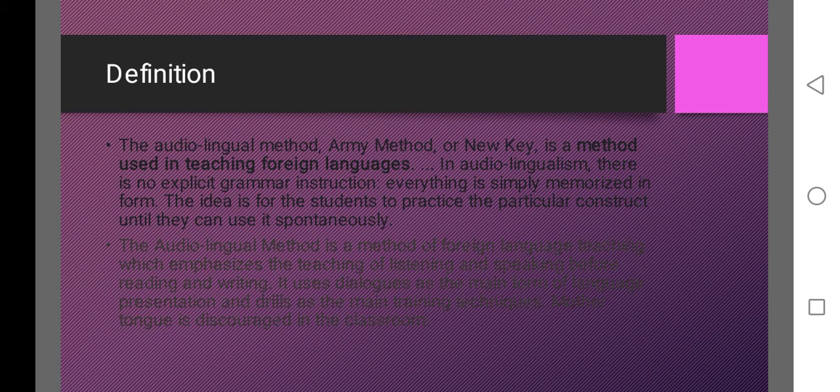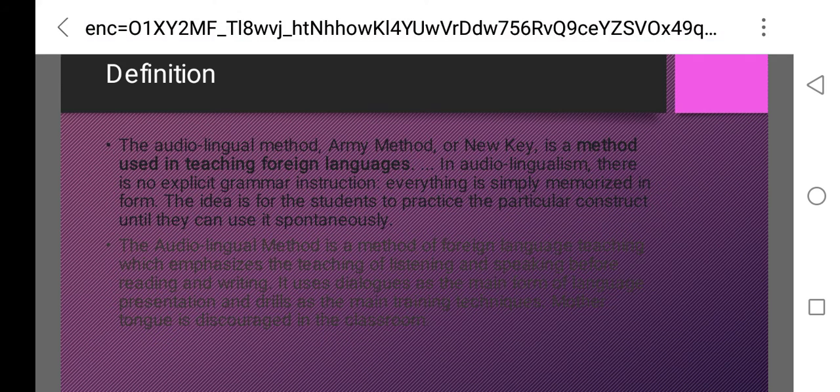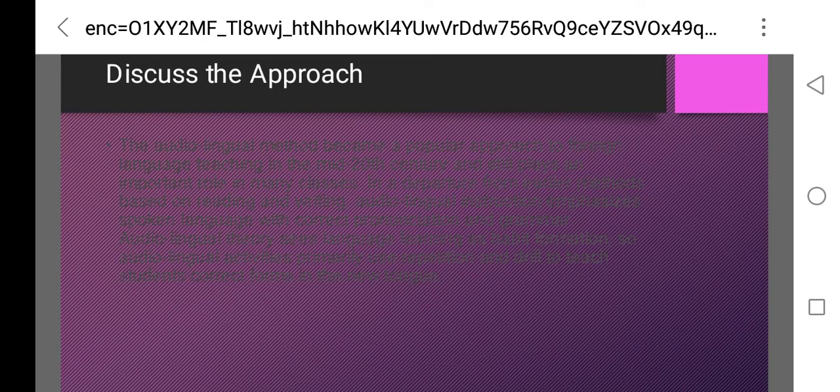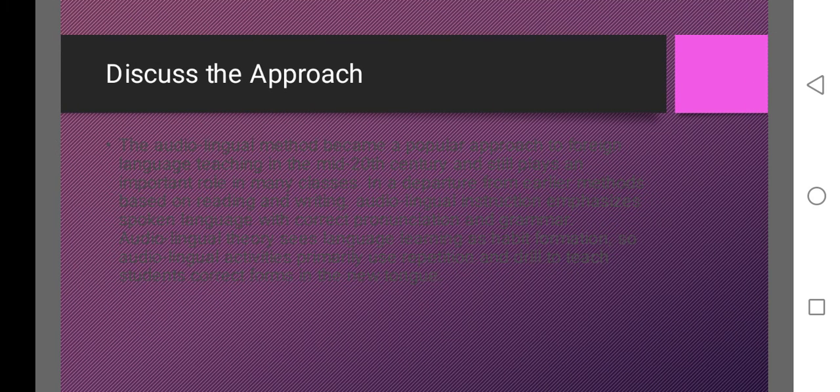Main objective is to help learners acquire accurate pronunciation. Behaviorism focuses on words, while the audiolingual method focuses on structure. Discuss the approach. The audiolingual method focuses on oral skills. It aims to improve students' speaking achievements.